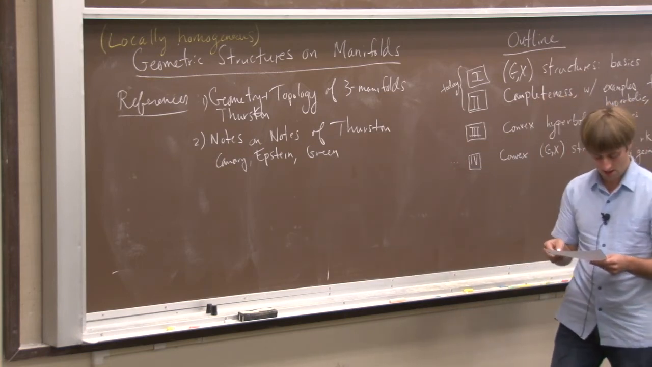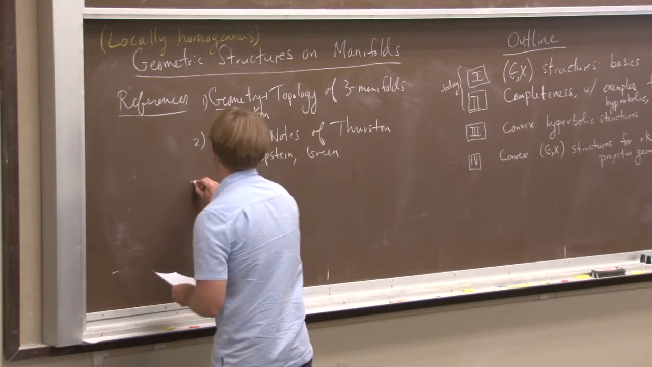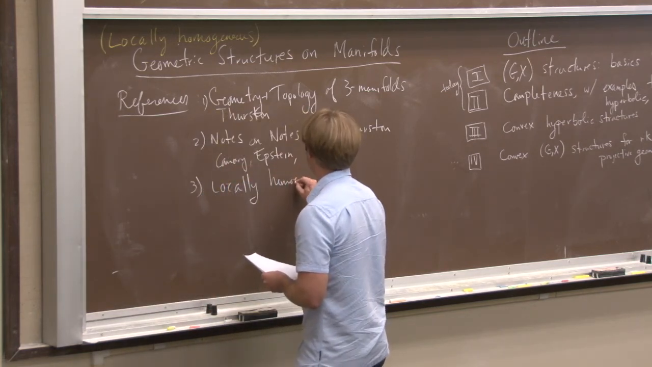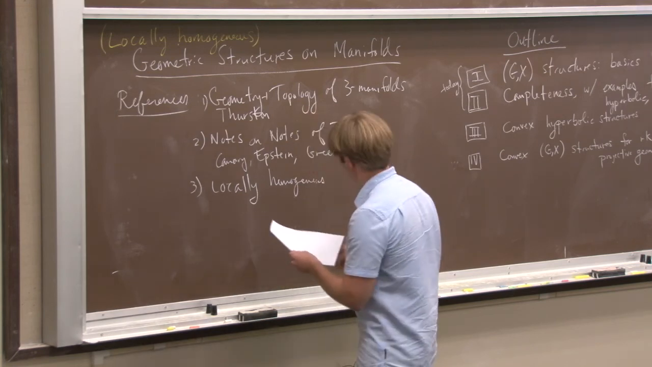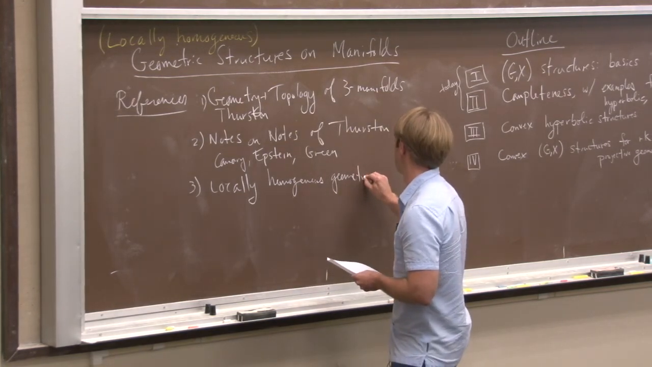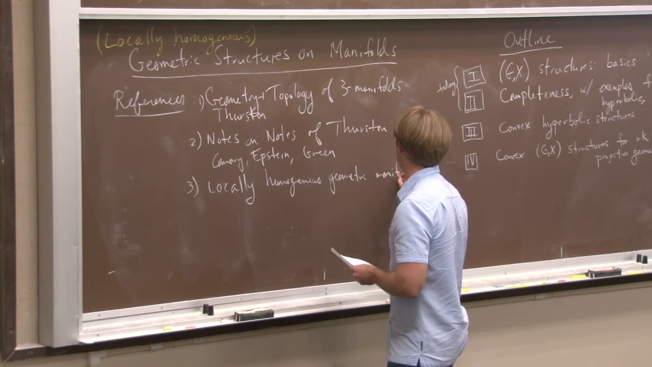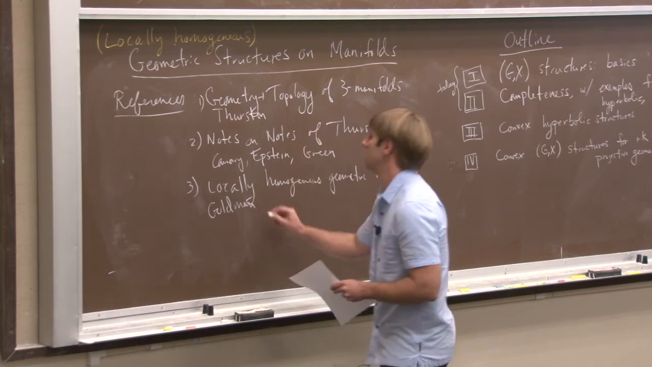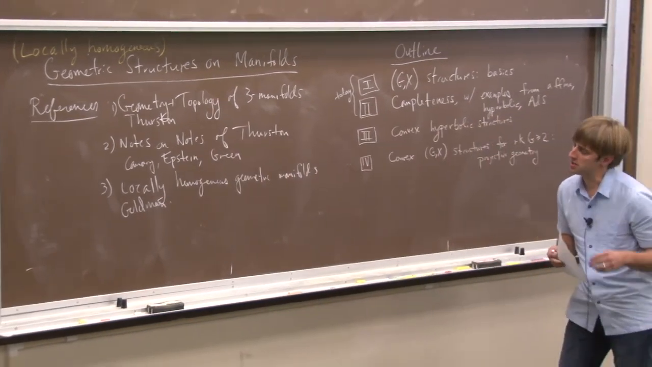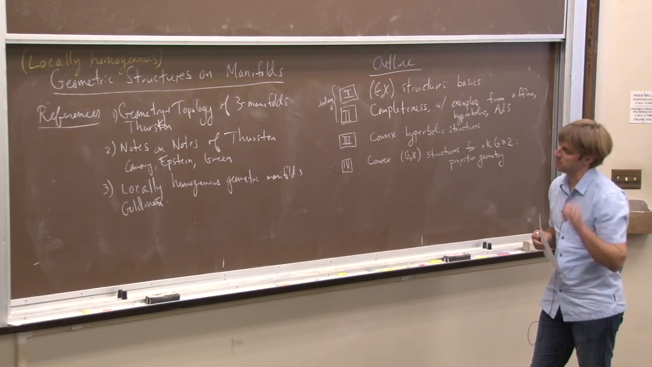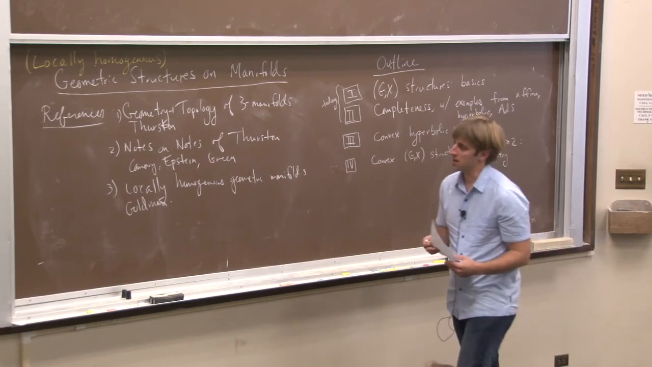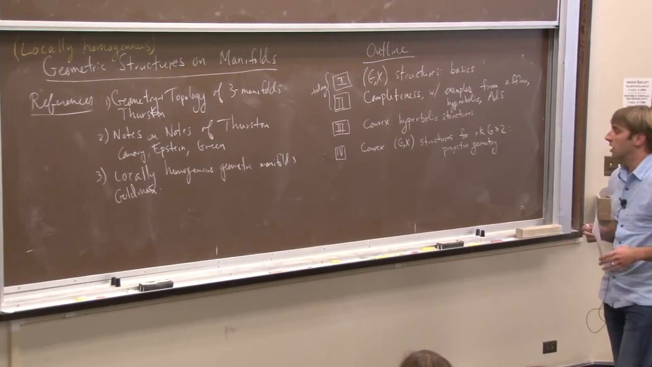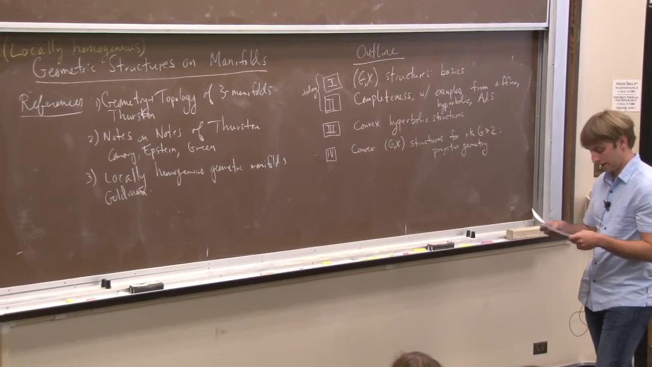So once you read this and decide you're confused about some things, you go to this, and they will explain those things. And then there's a very nice survey by Bill Goldman called Locally Homogeneous Geometric Manifolds, which is a paper from Bill's ICM talk on this subject. It's a very nice survey.